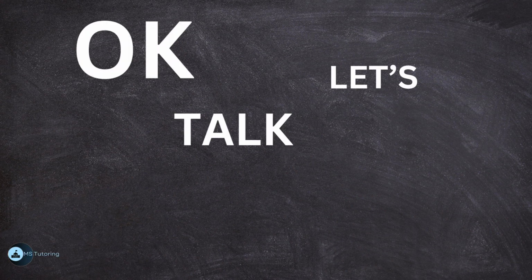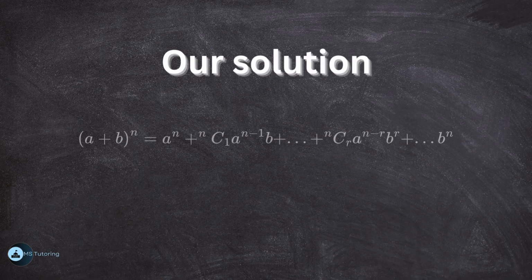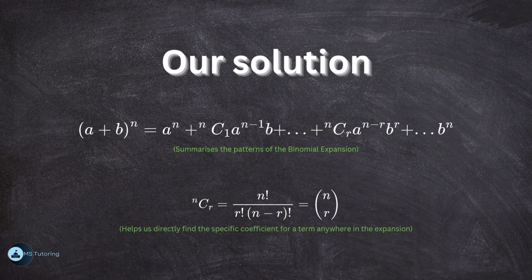Okay, let's talk about the binomial theorem. We get given two main equations to help us in binomial expansions. The first is there to help us summarize all these patterns we've just discussed. The second helps us find the specific coefficient of a term anywhere in this expansion. But in order to understand how to use these two tools, we first need to know what n is, what r is, and how everything ties together.